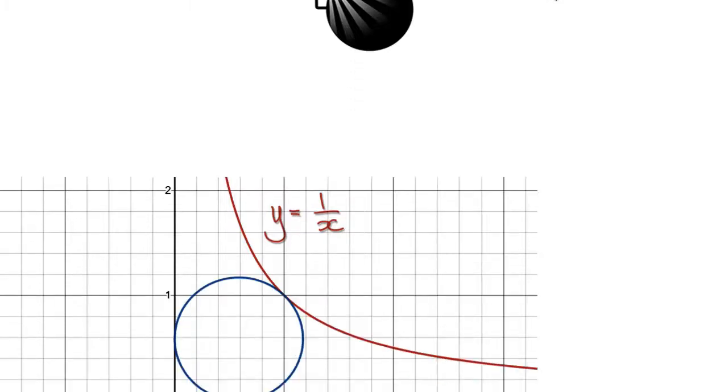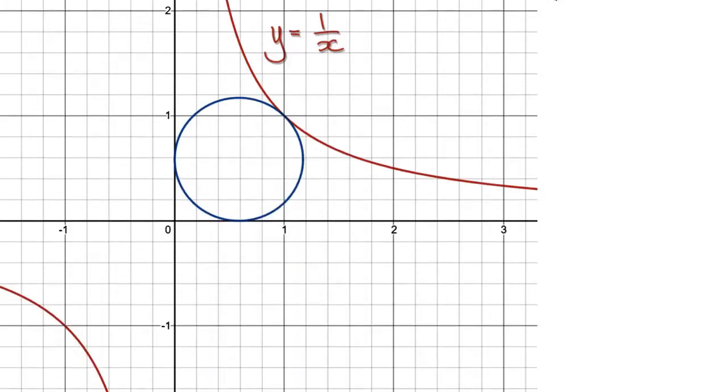Okay, let's give you guys an exercise. Here you've got a graph y equals 1 over x, and your job is to find the radius of this circle here. Find r. So press pause and have a go.